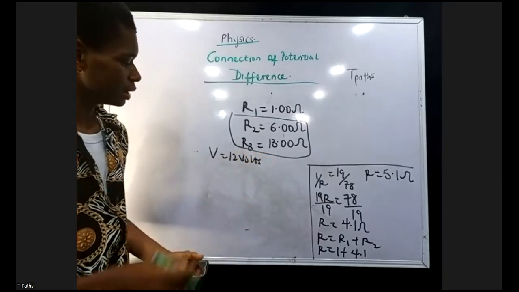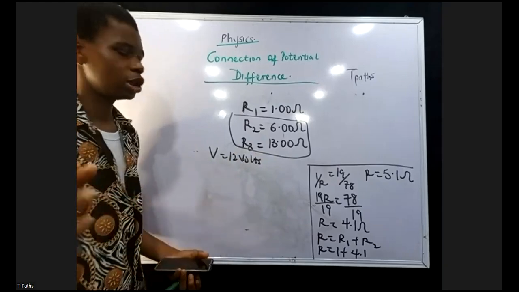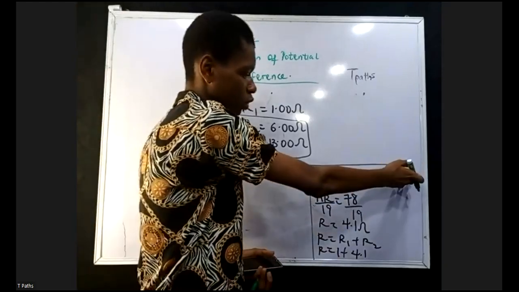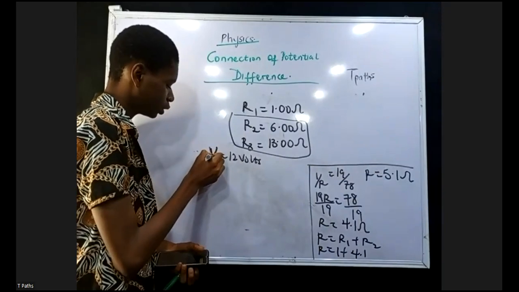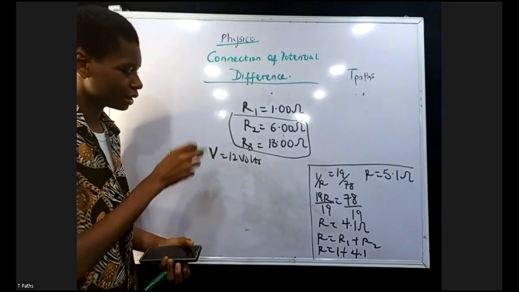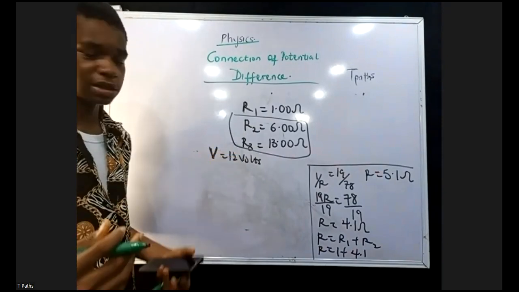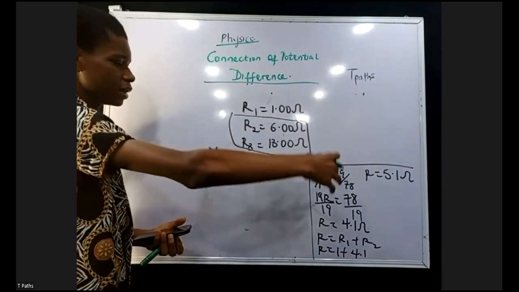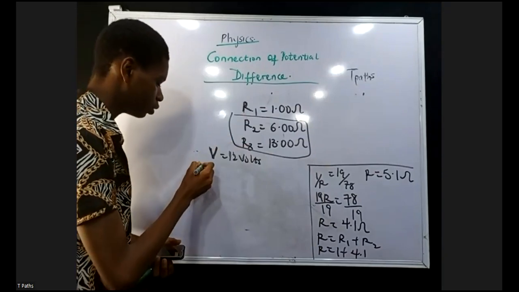So which means there should be a current passing through this. The equivalent resistance of the circuit is 5.1 ohms, and the potential difference of the whole circuit is 12 volts. So now, a current has to be passing through the circuit. And don't forget the relationship between current, resistance, and potential difference is V equals IR.